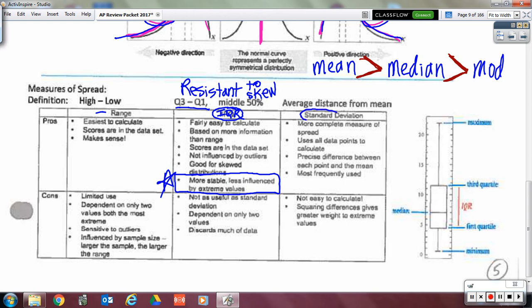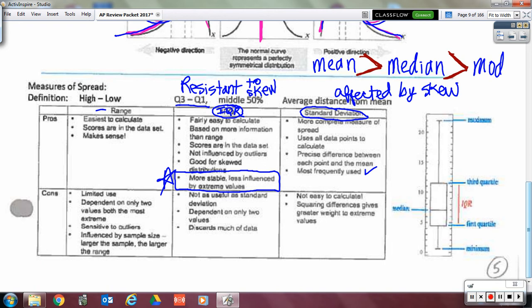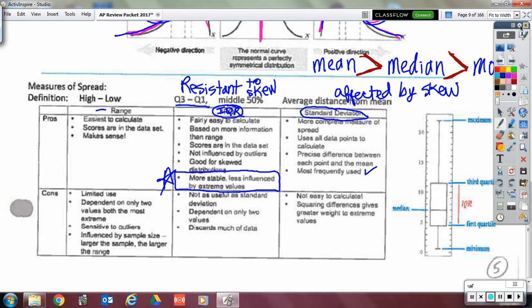Standard deviation is a more complete measure of spread. It's that average distance. You know, we've used that a lot. It is most frequently used. So we want to use this if we have symmetry, because this is also affected by skew and outliers. All right, moving on.